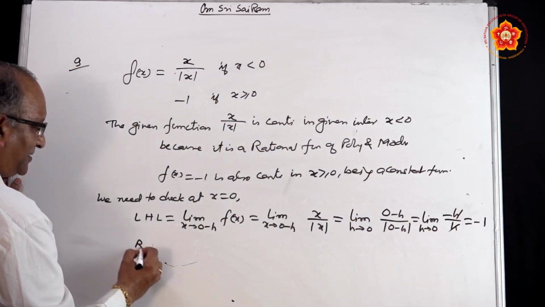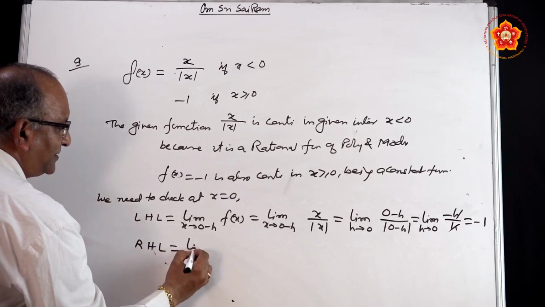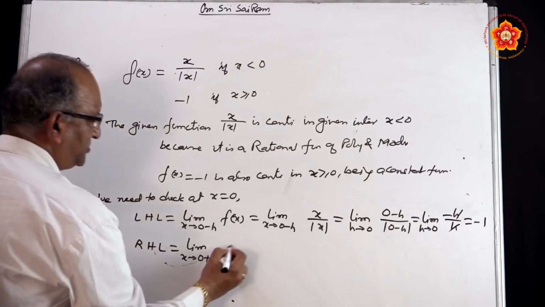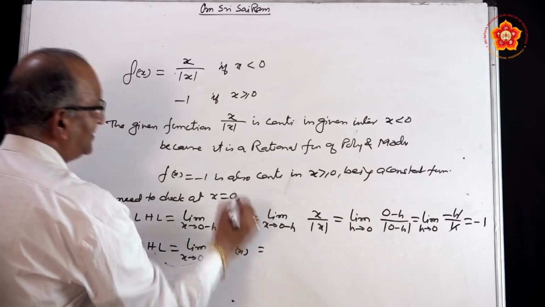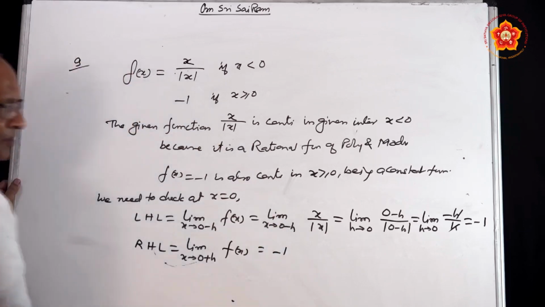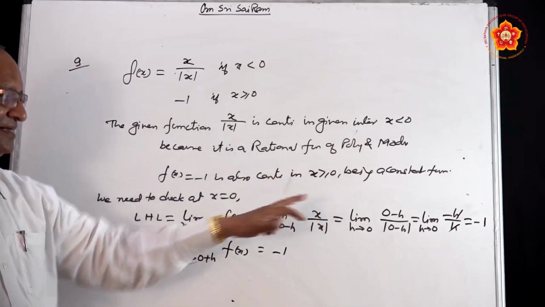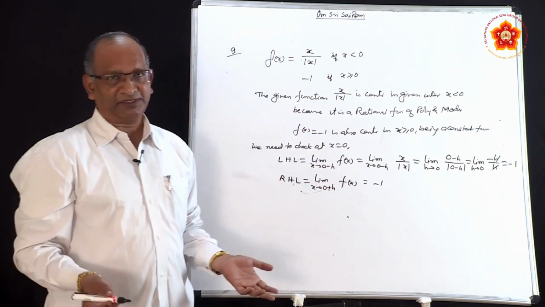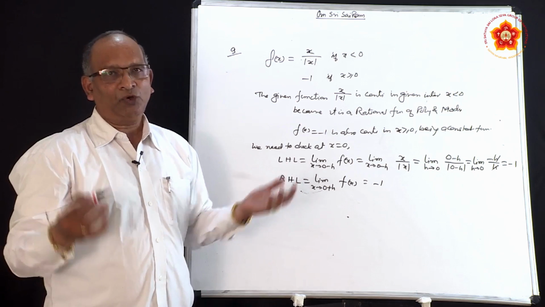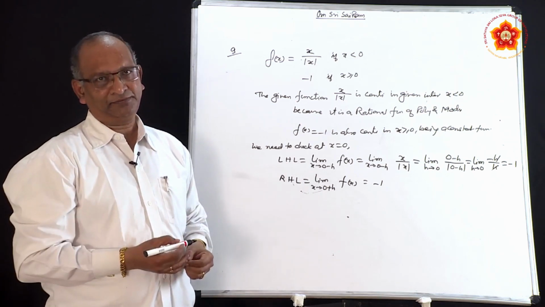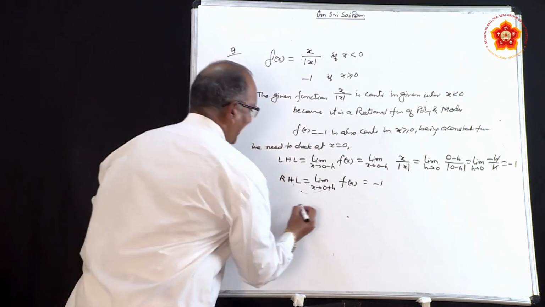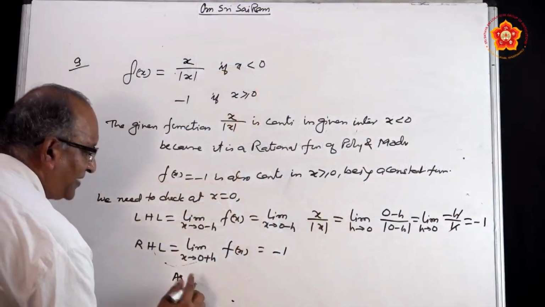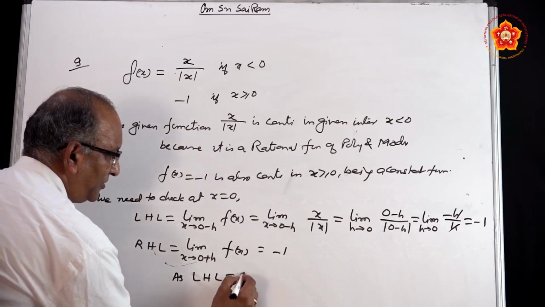Come to the right hand limit, limit x tending to 0 plus h. If it is more than 0, he has already given that it is a constant function minus 1. So, what do we find? Left hand limit is equal to right hand limit. So, even at x equal to 0, it is continuous. What does it mean? There is no point of discontinuity. So, write this conclusion as left hand limit is equal to right hand limit.